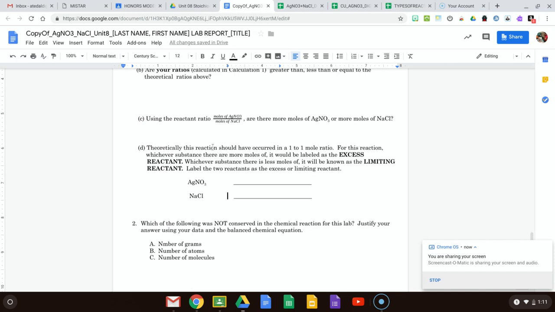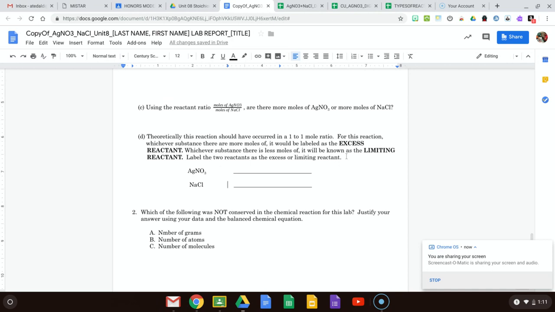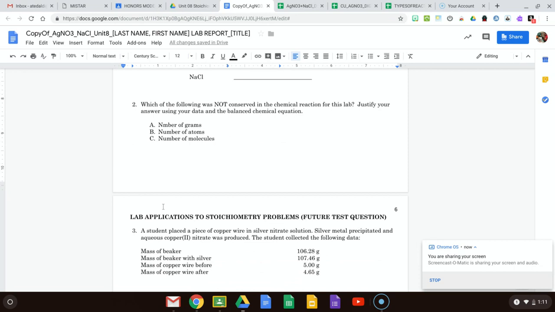And you could read this here. It says, theoretically, this reaction should have occurred in 1-to-1 mole ratio. For this reaction, whichever substance there are more moles of, it would be labeled as the excess. So whichever one there are more moles of, it's the excess reactant. Whichever one there are less moles of, that's going to be known as the limiting reactant. And then 2 and 3, I took and derived from your next unit test. So being able to answer these questions, it's kind of a multiple choice with a justification. So which of these are not conserved in a reaction? One of these is not conserved.